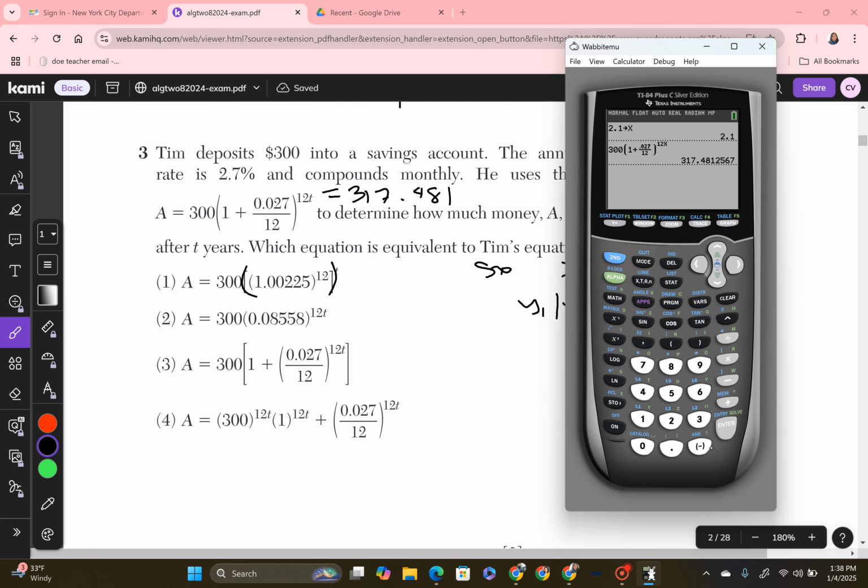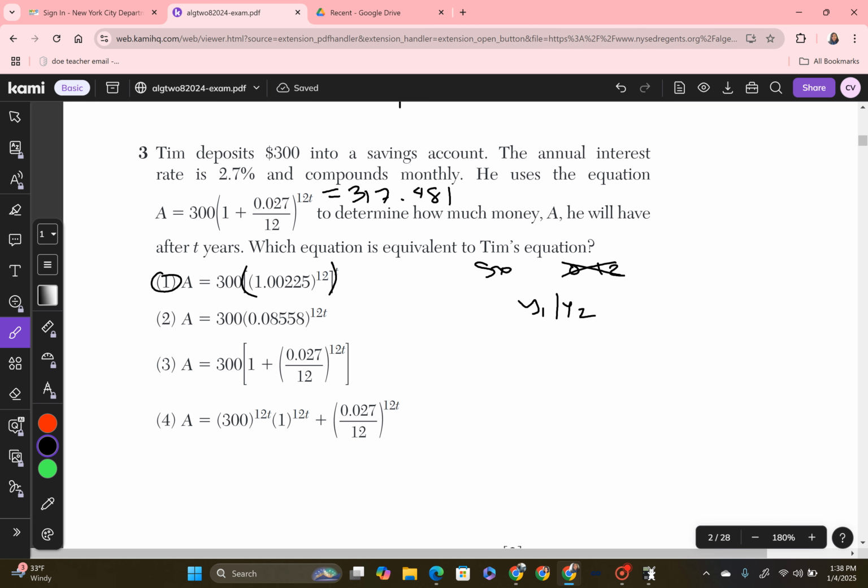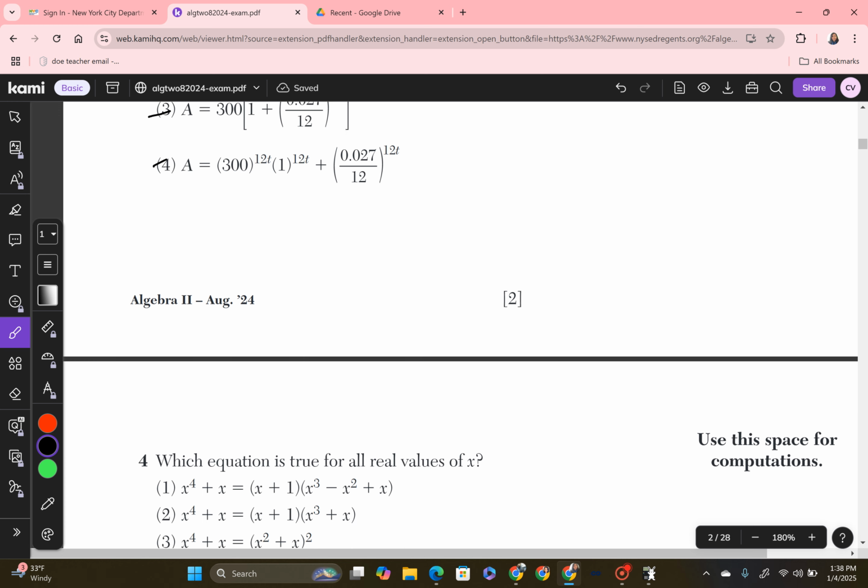So let's go for the first one. So 300, and again, those brackets mean parentheses. So it's double parentheses, 1.00225. Close those parentheses to the 12. And then we're going to go to the right, close those parentheses to the, and again, we used x, and boom, these two are the same. So the option is number 1. Everything else, if you can check, does not work.